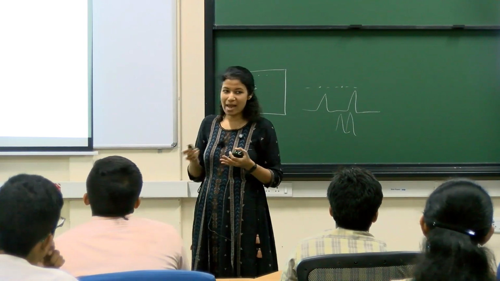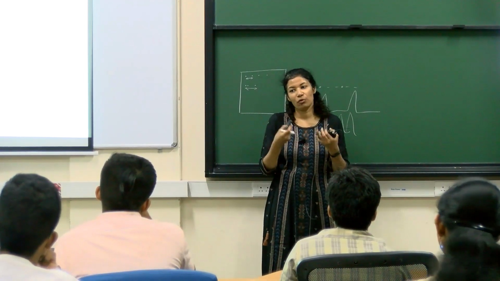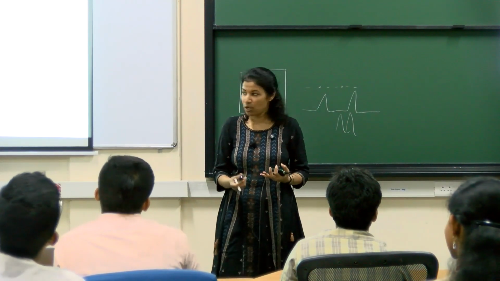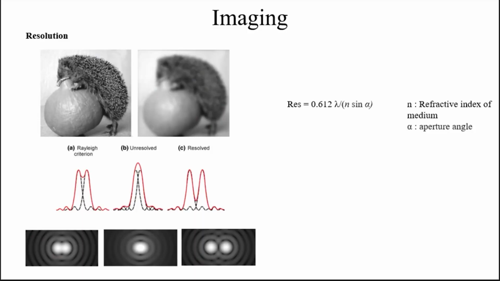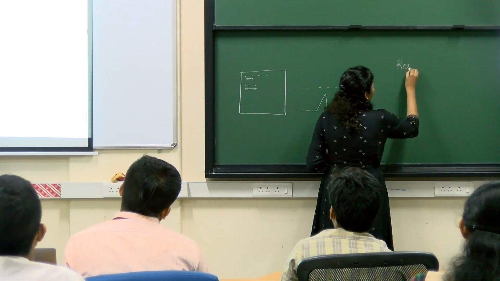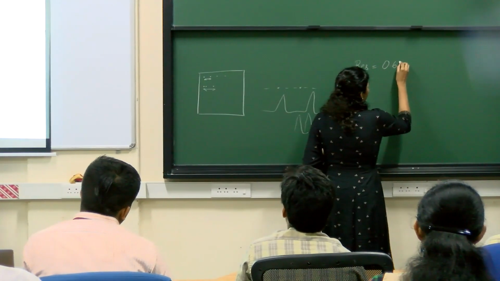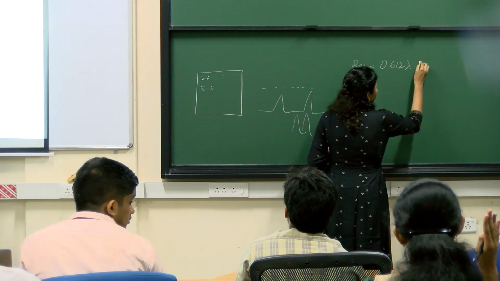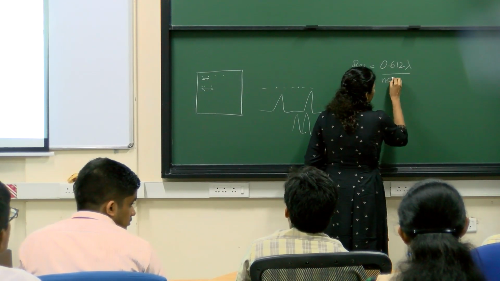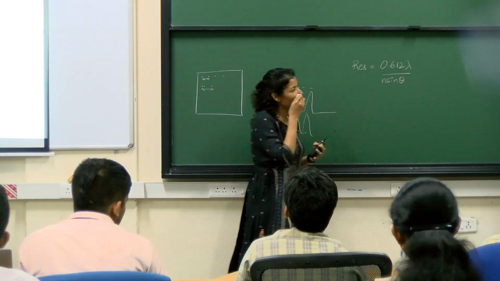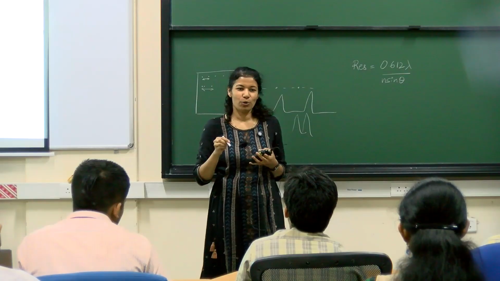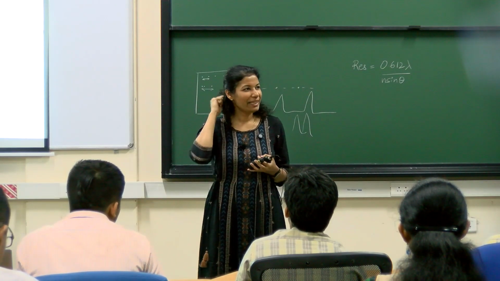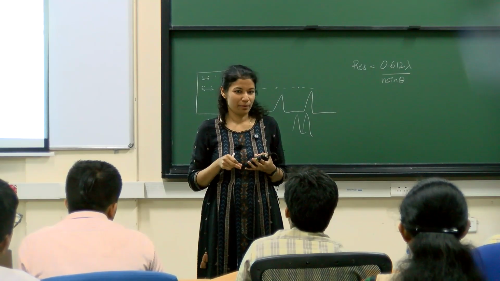Now this resolution, as he said, depends on the wavelength of the illuminating source you are using. So you can use this equation, where the resolution is 0.612 times lambda divided by n sine alpha. This is derived from an optical formula. You would have seen it in many optics texts.